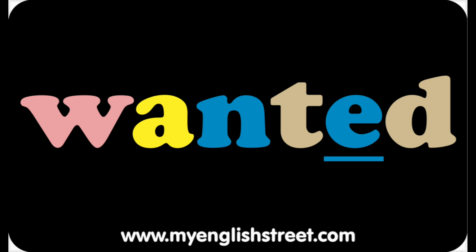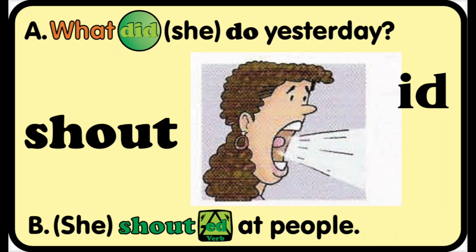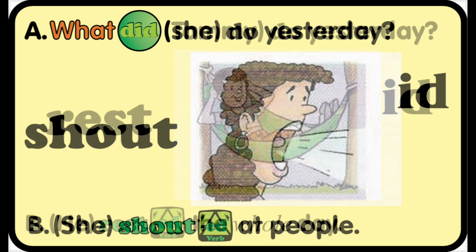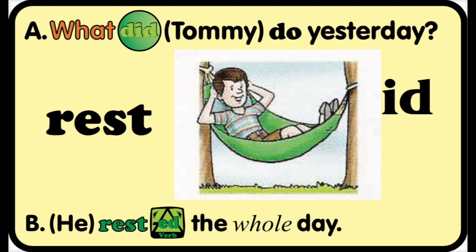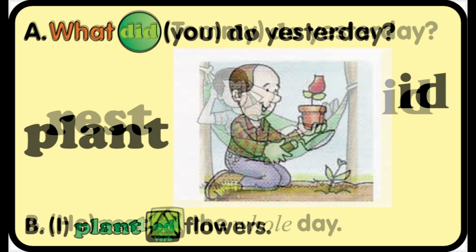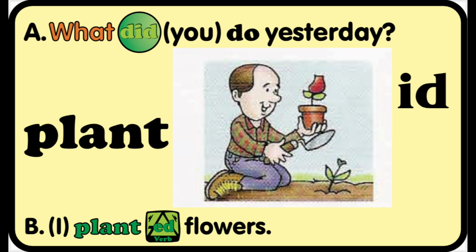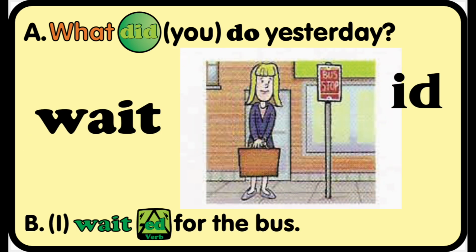Let's practice a few more regular verbs. Veamos verbos que acaban en T. What did she do yesterday? She shouted. En este caso sí pronunciamos la ed. She shouted. What did Tommy do yesterday? He rested the whole day, or the entire day. Descansó el entero día. What did you do yesterday? I planted flowers. What did you do yesterday? I waited for the bus.